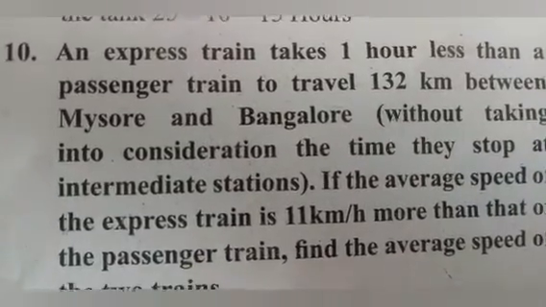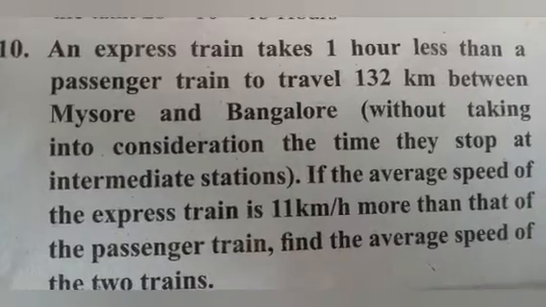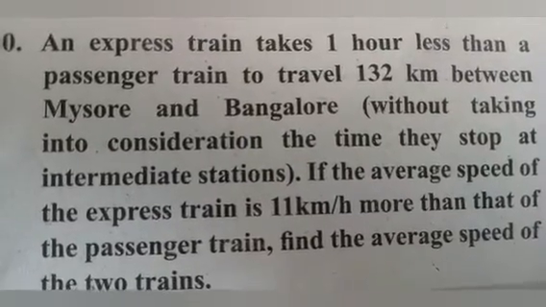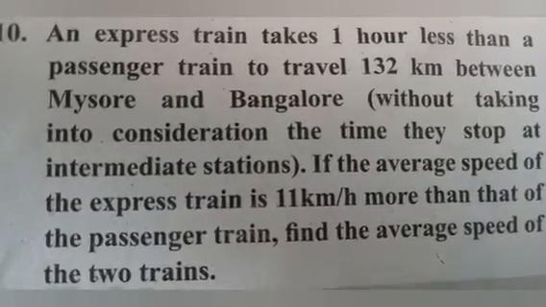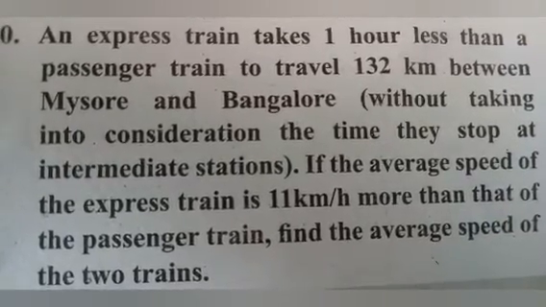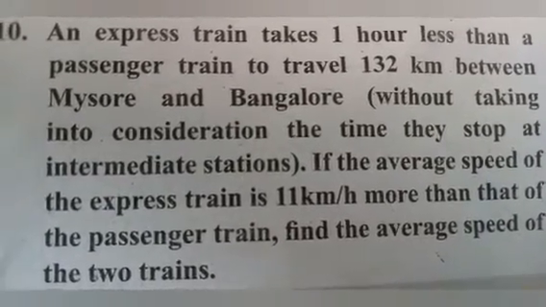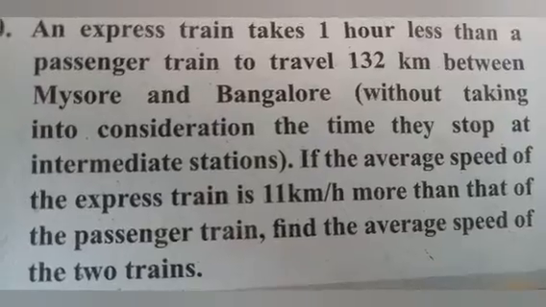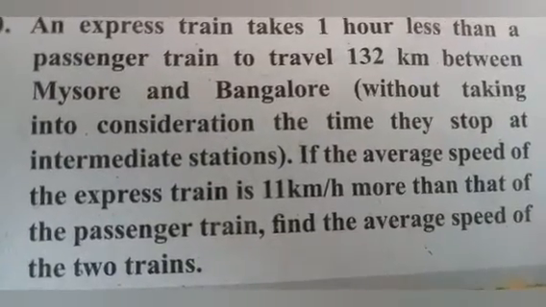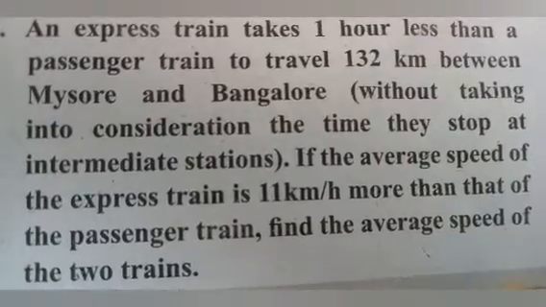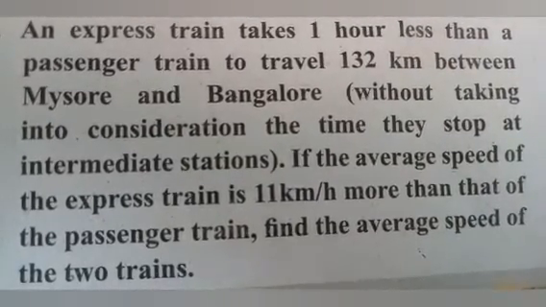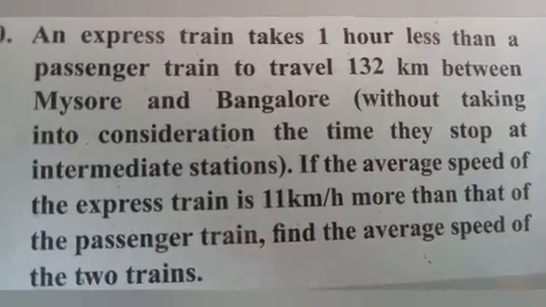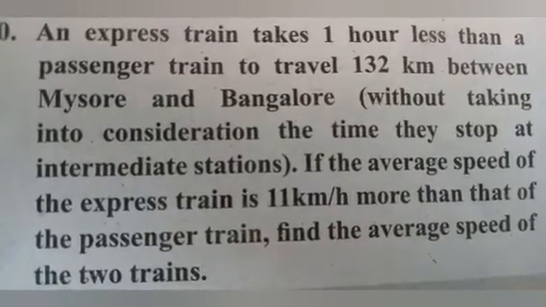We have taken the 10th one. An express train takes 1 hour less than a passenger train to travel 132 km between Mysore and Bangalore, without taking into consideration the time they stop at intermediate stations. If the average speed of the express train is 11 km per hour more than that of the passenger train, find the average speed of the two trains.